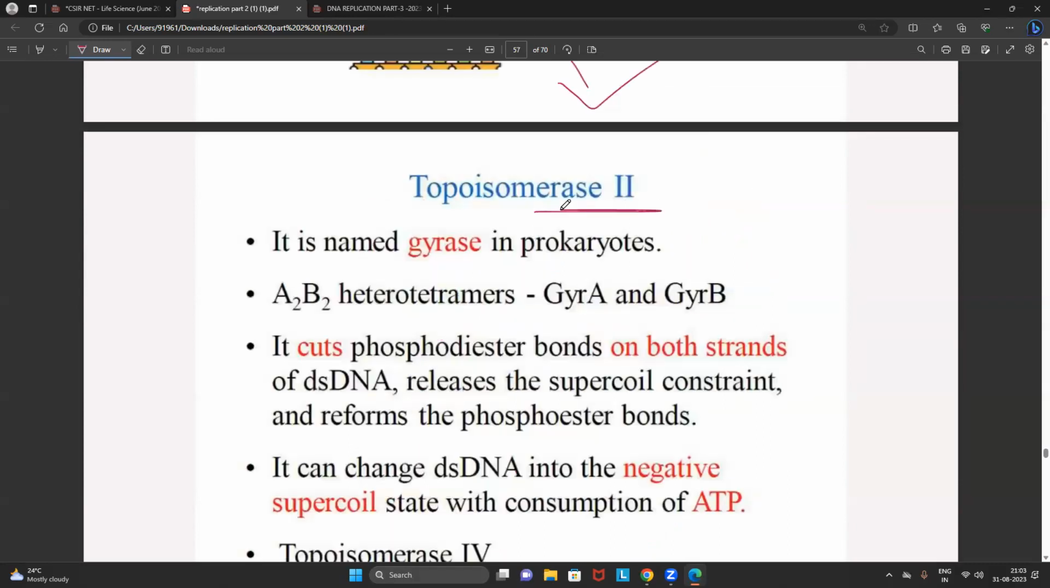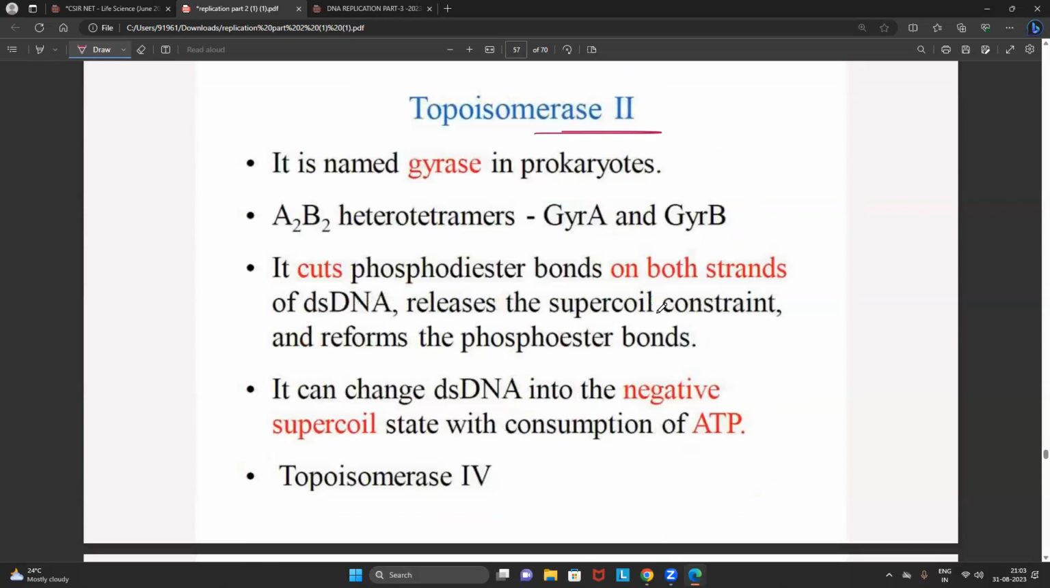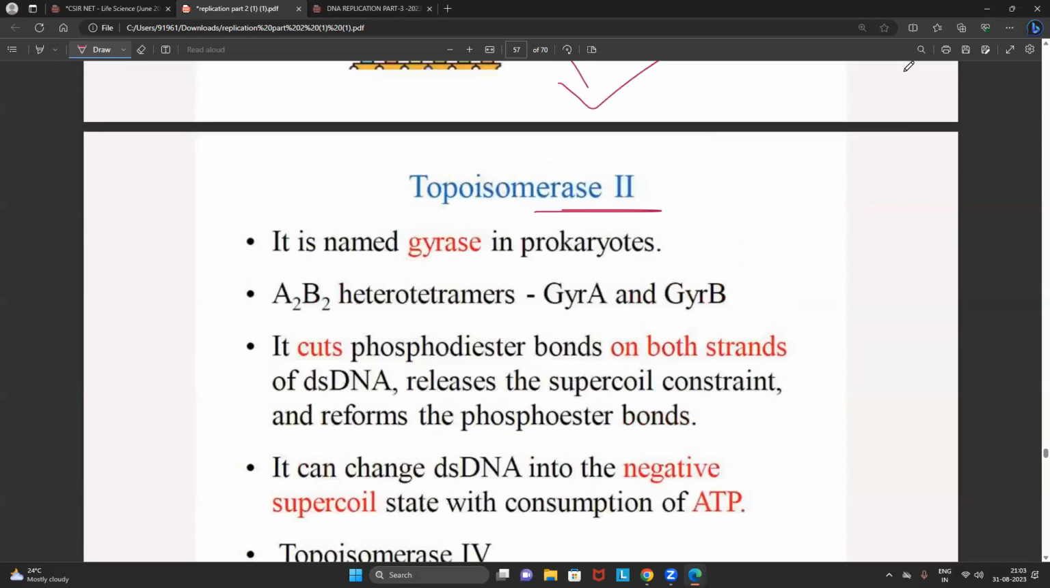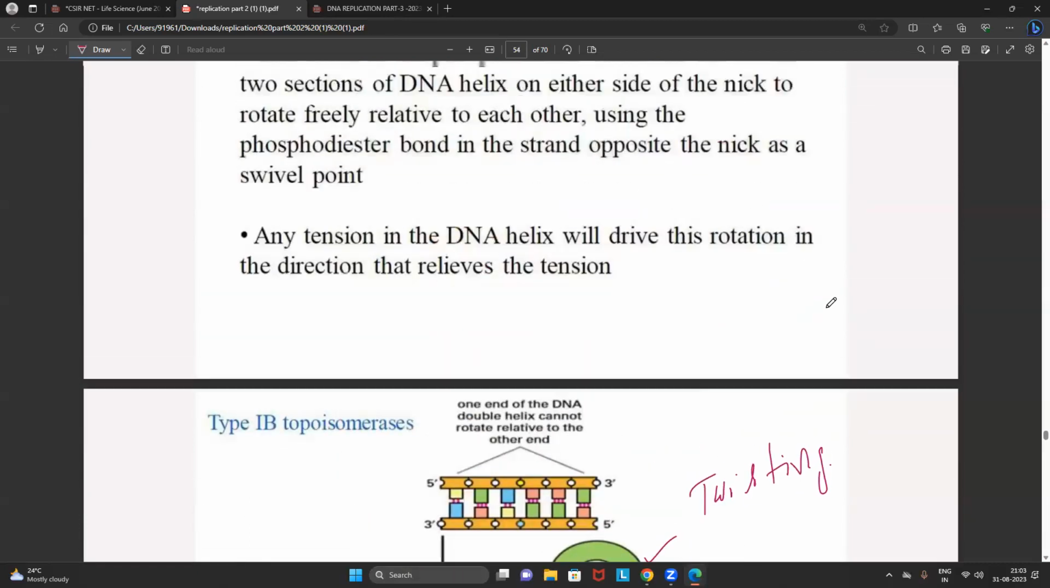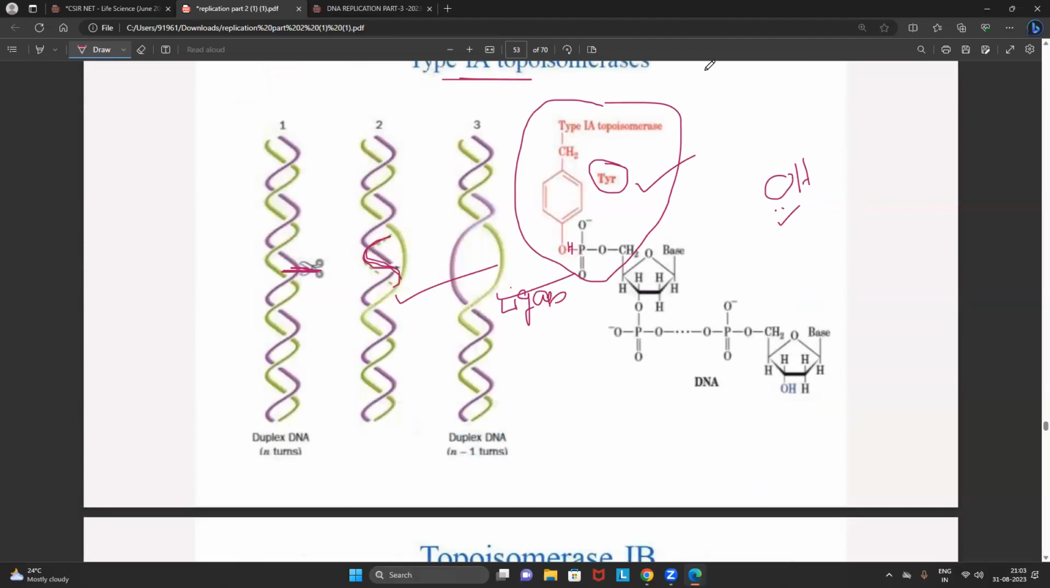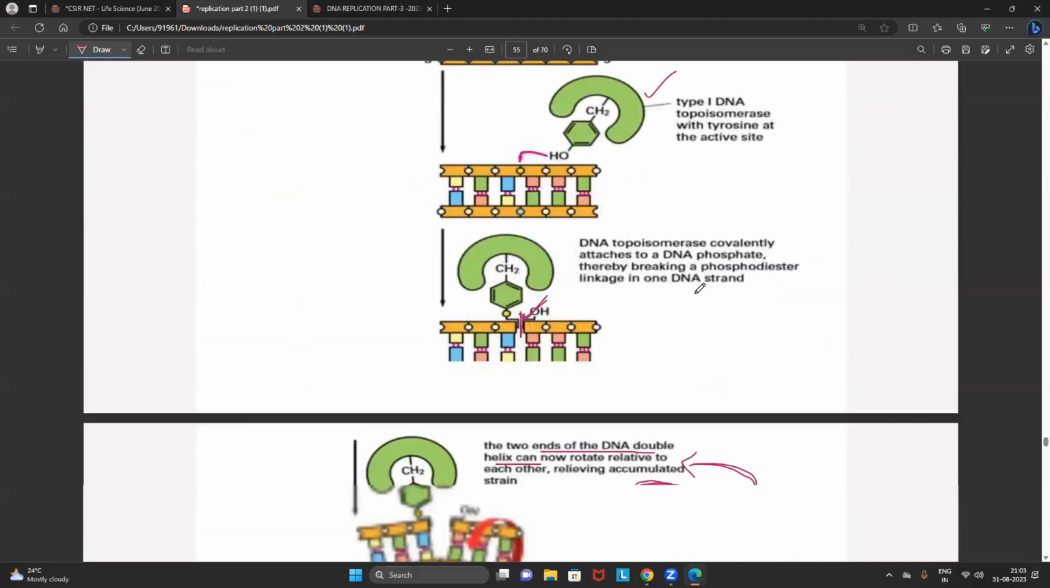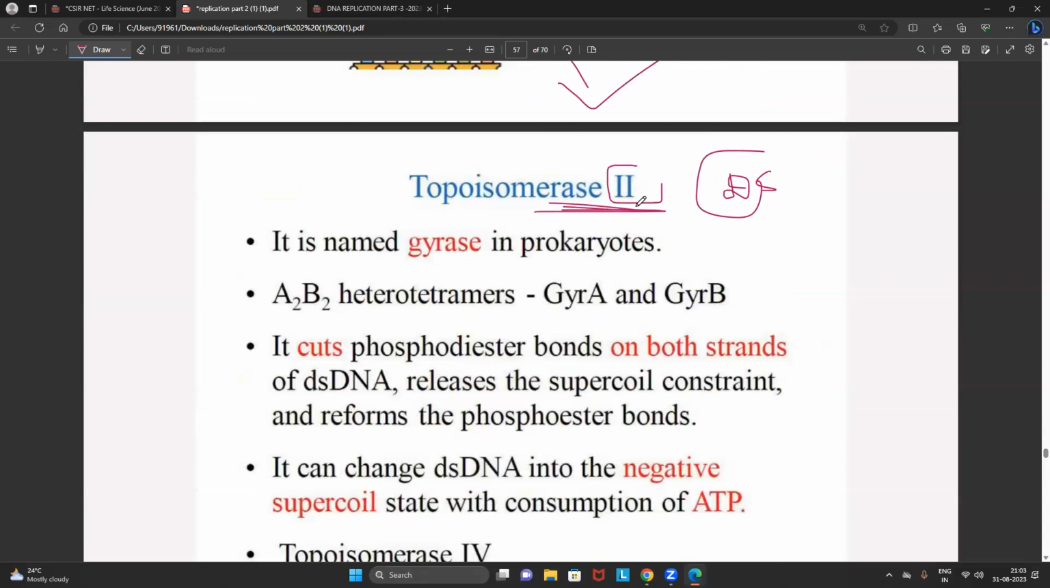Then what about topoisomerase 2? They can also ask a question in the exam: which of the following topoisomerases will cut a double strand? This is the only topoisomerase. They will also ask: which of the following topoisomerases is ATP dependent? Every student remember, 1A and 1B are not ATP dependent. But friends, topoisomerase 2 is the one which is ATP dependent.